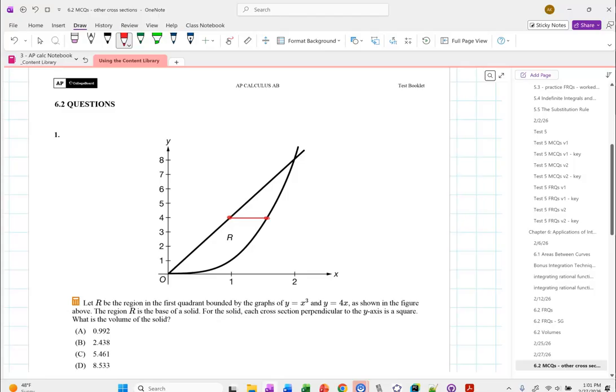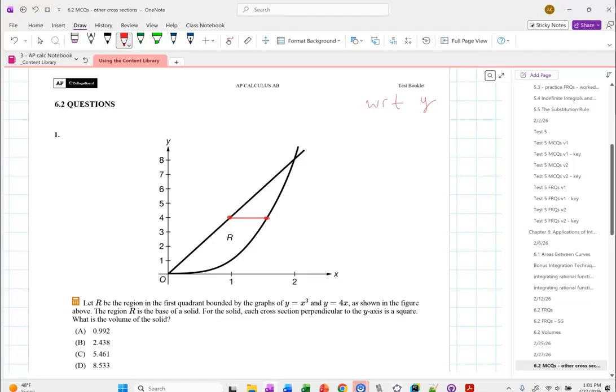So that's my cross section, perpendicular to y-axis. Because I'm perpendicular to the y-axis, what am I integrating with respect to? If I'm slicing this way, I'm integrating with respect to y, because I'm moving up and down with my slices. Does that feel okay?